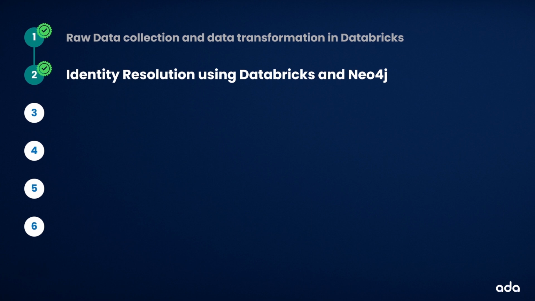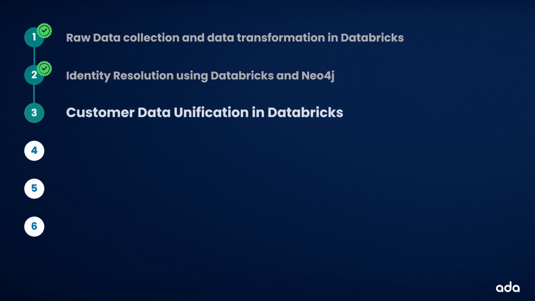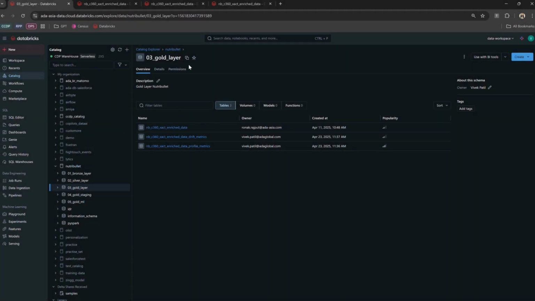With identity resolution complete, we can now bring together customer data from across channels using the resolved persistent ID to create a unified 360-degree view of each customer. Customer data is unified in the gold layer, where we aggregate, transform, and enrich silver layer data into refined business-ready datasets for marketing, analytics, and activation.